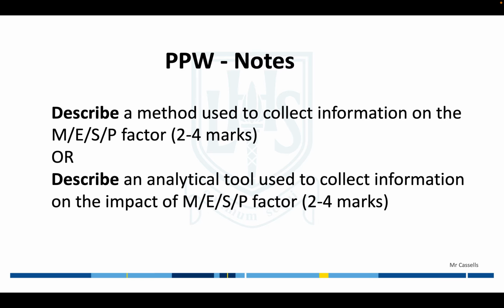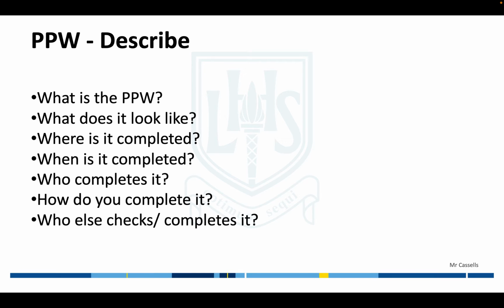what it looks like, who completes it, where it's completed, when it's completed, and most importantly, how do you actually carry it out. Other keywords in this particular question are around collecting information. If you see those words in a question, then it is referring to testing, and the question will specify which factor it is for. So as I've mentioned there, if we're going to describe the profile wheel, we have to think about what is the profile wheel, what does it look like, where is it completed, when is it completed, who completes it, who would check it, and then most importantly, how do you complete it?